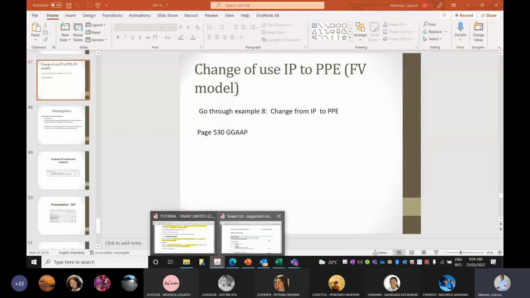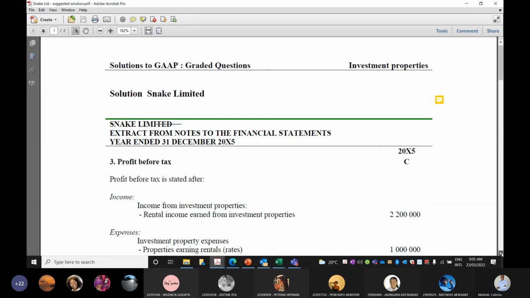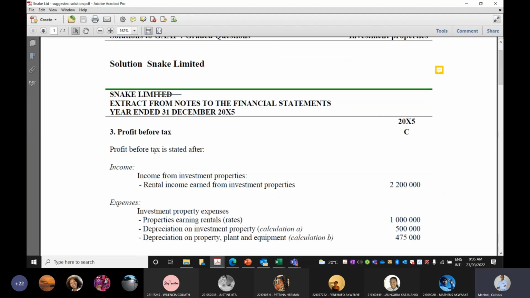Okay, so let us look quickly at the profit before tax note. So the title, you always start with the name of the company. This is Snake Limited. Extract from the notes of the financial statements. Okay, this is not really necessary, but it's just for full presentation, and it's for the year ended 31 December 20x5. So profit before tax, you have to show the year. Profit before tax is stated after showing the following. So as I mentioned to you, you'd show your income and your expenses.